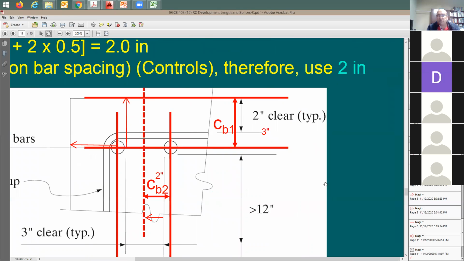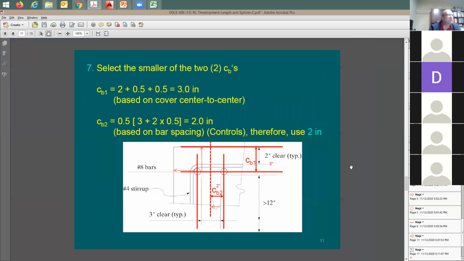And my question is, which one do you think is controlling your analysis for development length? I'm going to pick here CB2, the smaller of the two. It's going to be the 2 inches. And here's the analysis for it. Look at this. CB1 is going to be 2, which is just 2 clear, plus 1/2 for the tie, plus 1/2 for the rebar size, so it is going to be 3 inches.